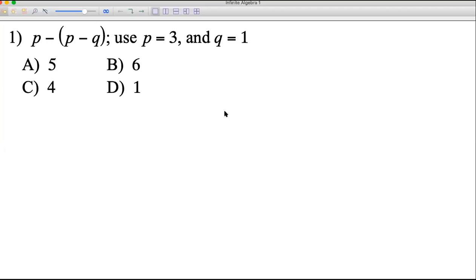The key here is to remember GEMDAS, PEMDAS, right? You need to remember GEMDAS. GEMDAS says grouping symbols. Grouping symbols come in different flavors: parentheses, absolute value, square root symbols, and fraction bars. Do those first. Hey, look, I got parentheses. Do that first. P minus Q. P minus Q would be 2. P is 3. 3 minus 2 would be 4. Therefore, the answer is D.